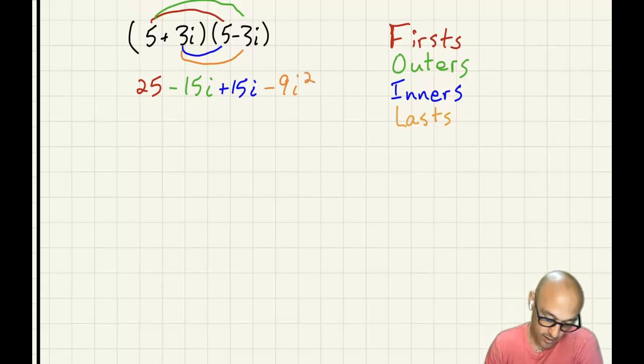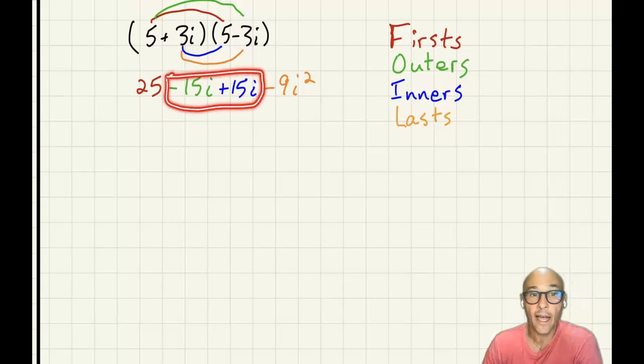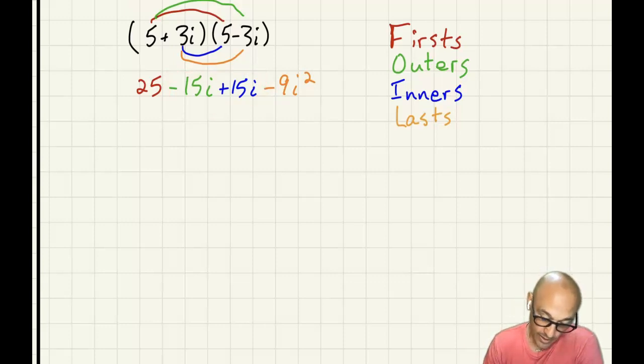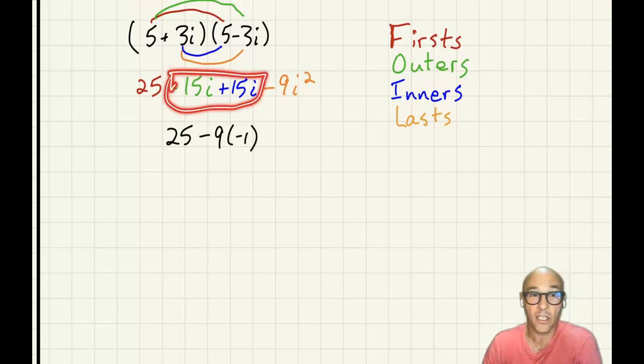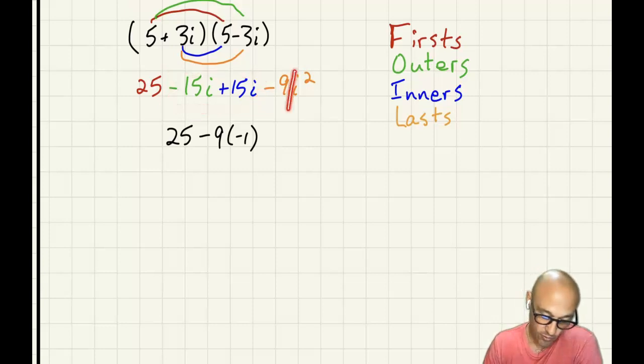-9i squared. All right, now what I notice here is that that -15i and the positive 15i, they cancel each other out. And I'll talk more about that in just a minute. And so I have 25 minus 9 times negative 1. So I did two things here. I canceled those out. Those made a 0, so they don't show up in the next one. And I also remembered that i squared is equal to negative 1. And then negative 9 times negative 1 is positive 9. And then that's going to be 34.